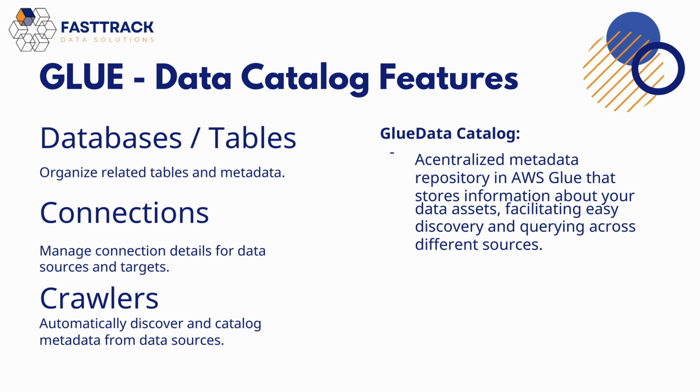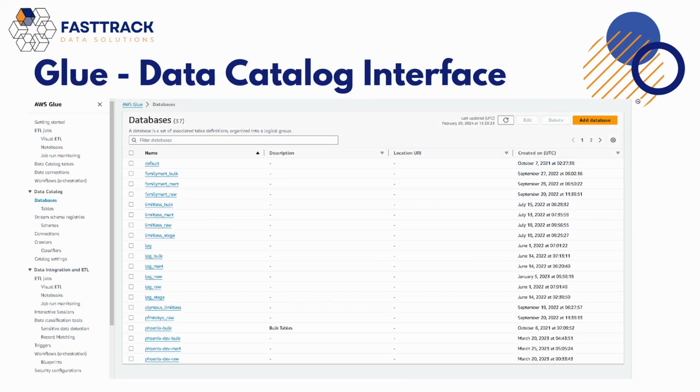Glue Data Catalog, the central repository that stores all metadata, making it easy to search, query, and use data across AWS services. Here is a quick overview of the Data Catalog interface.